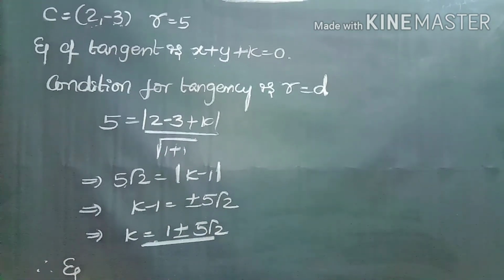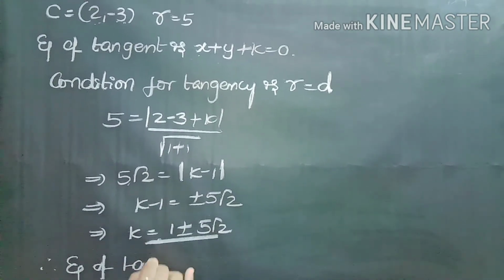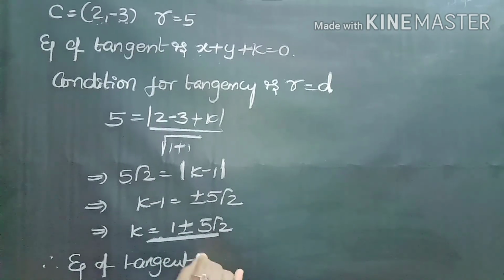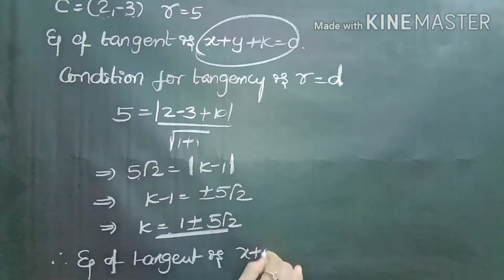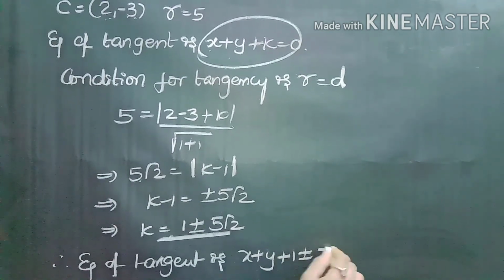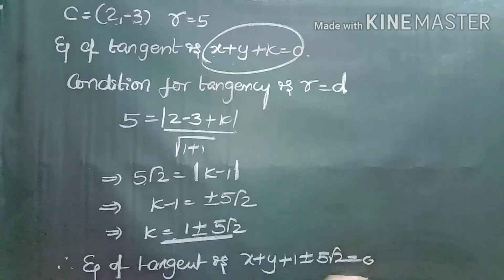Therefore, the equation of tangent is obtained by substituting this k value in the equation x plus y plus k. That is x plus y plus 1 plus or minus 5 root 2 equals to 0, which is the required answer.